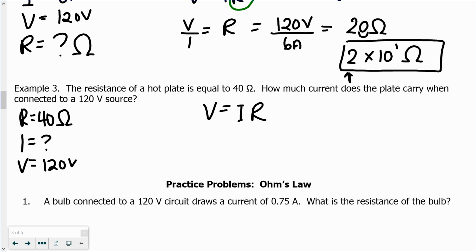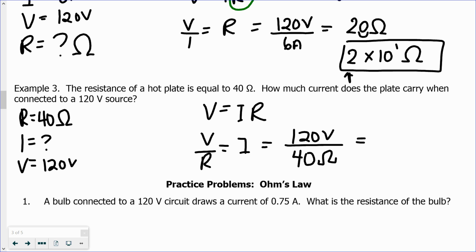So now I will have V over R is equal to I. Now I can substitute in my known values. 120 volts divided by 40 ohms. That looks crazy. So 120 divided by 40 is 3 and I have 3 significant digits there, I have 2 there, so I actually want to write it as 3.0 amps.